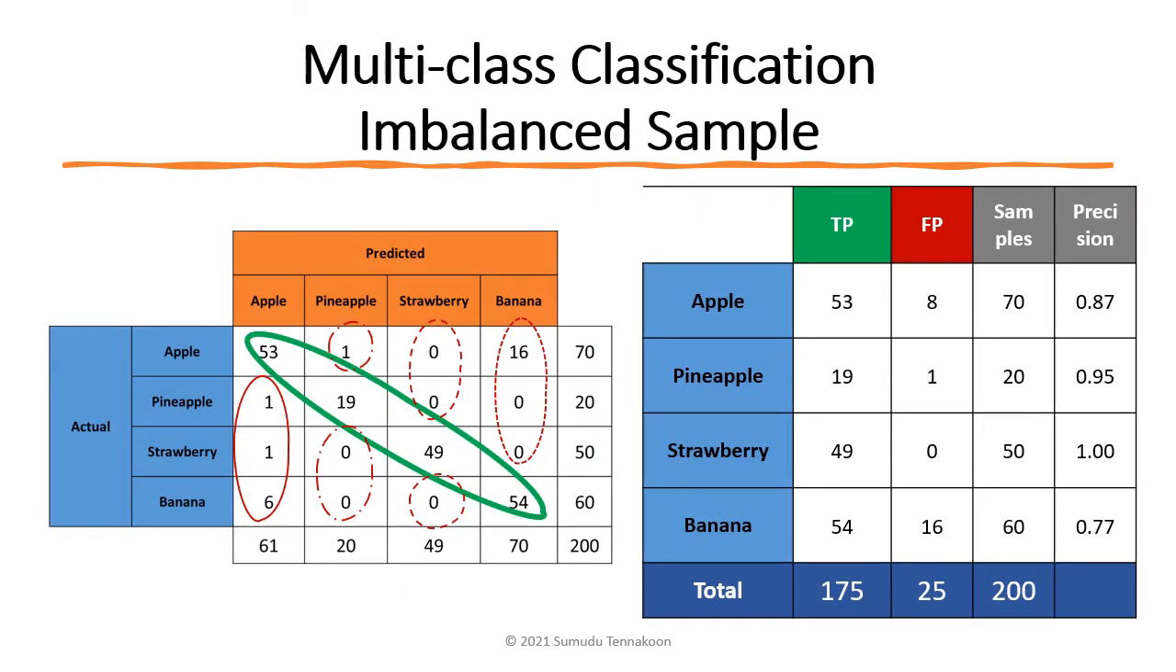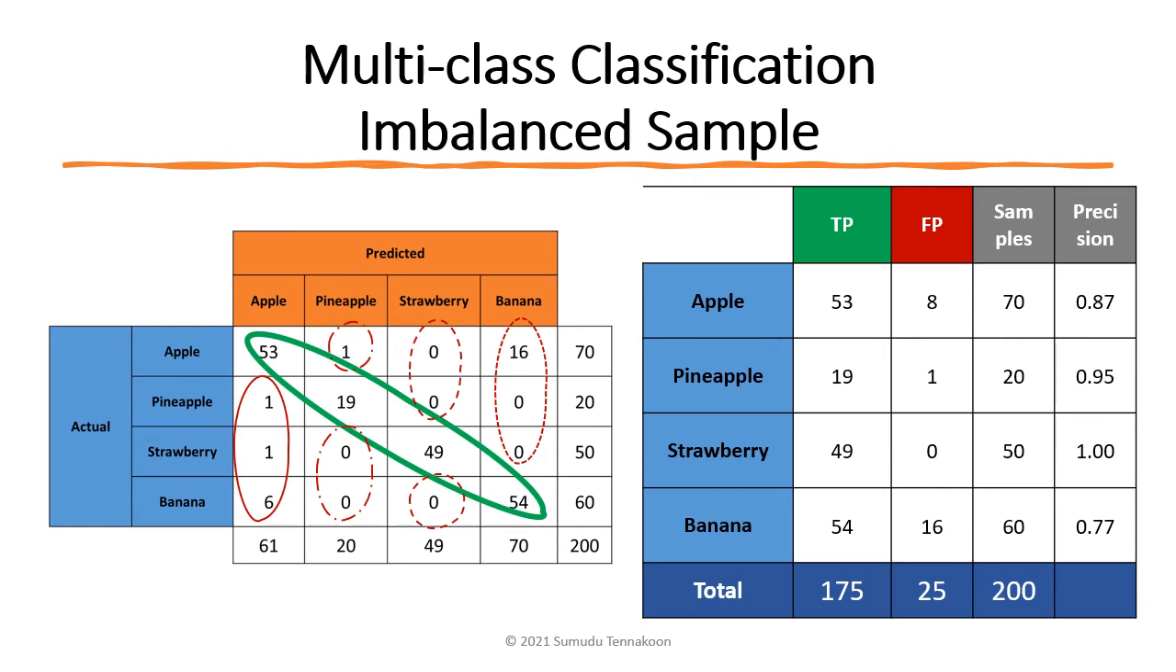Now let's look at a slightly different example. In this example, we have an imbalanced sample, which gives a different number of samples from each class. So let's look at the result. With the same method, we get false positives and true positives from the multi-class confusion matrix. So we can reconstruct the table on the right side.